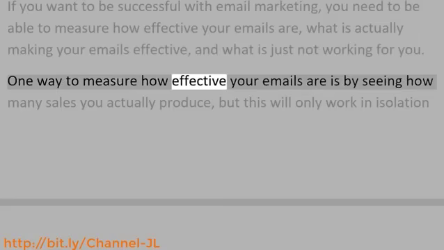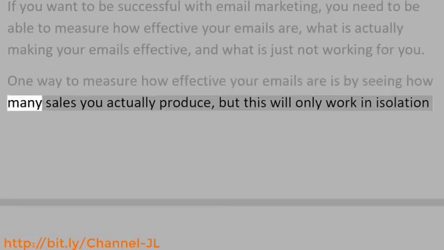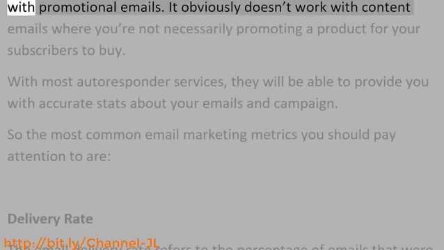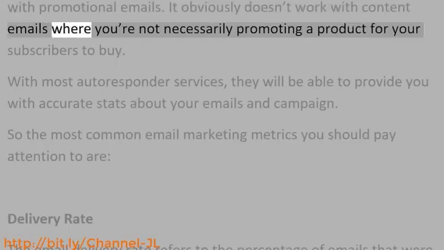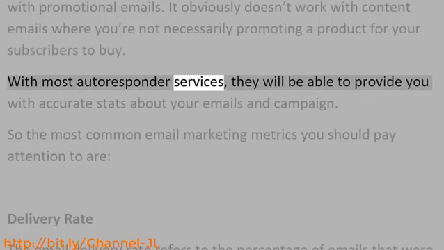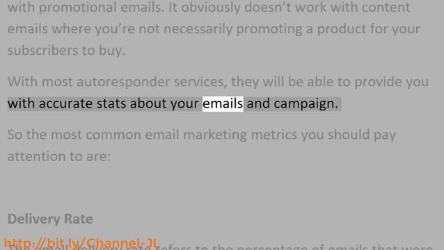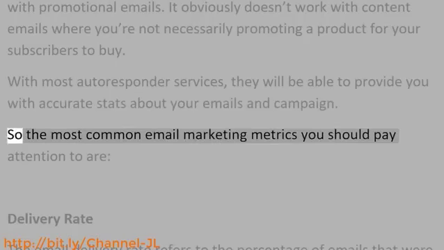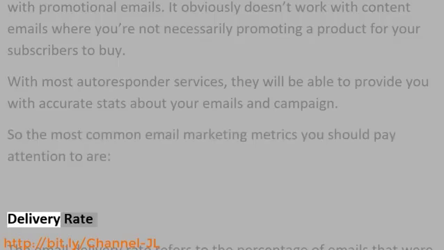One way to measure how effective your emails are is by seeing how many sales you actually produce, but this will only work in isolation. With promotional emails, it obviously doesn't work with content emails where you're not necessarily promoting a product for your subscribers to buy. With most autoresponder services, they will be able to provide you with accurate stats about your emails and campaign. So the most common email marketing metrics you should pay attention to are: delivery rate.